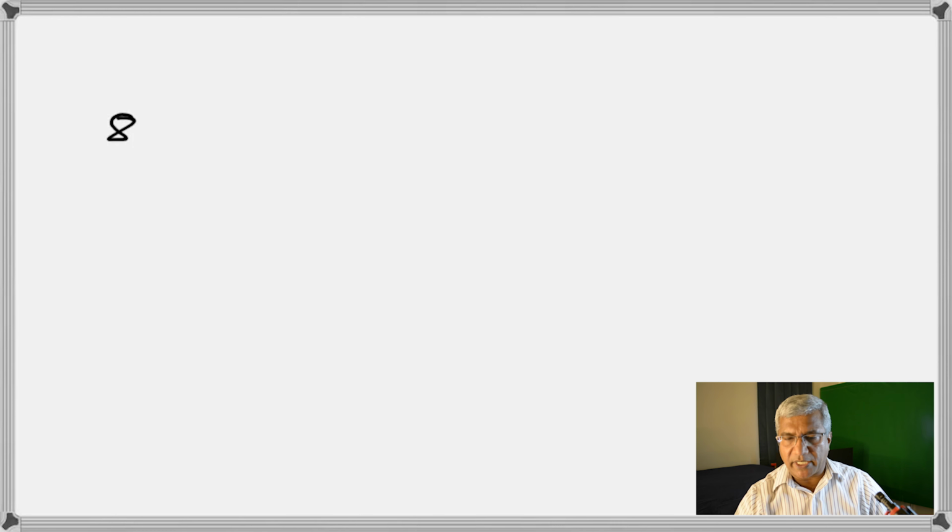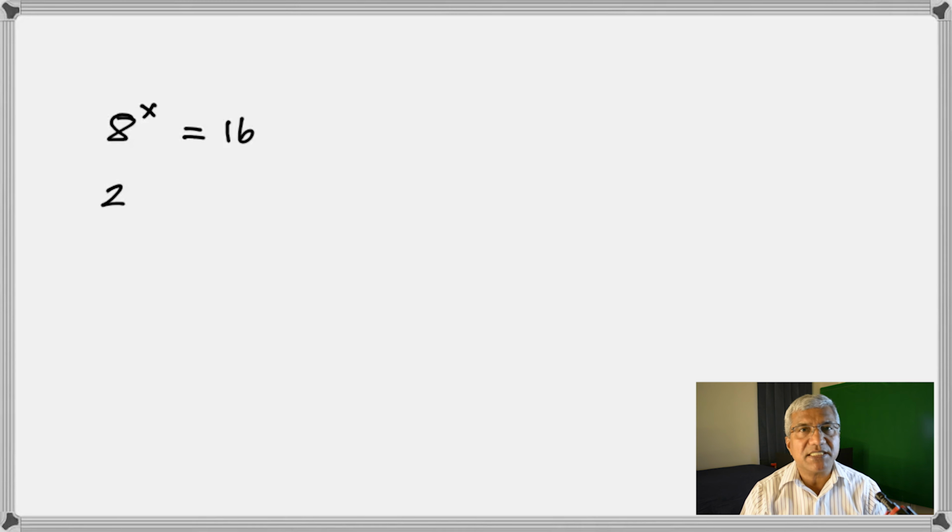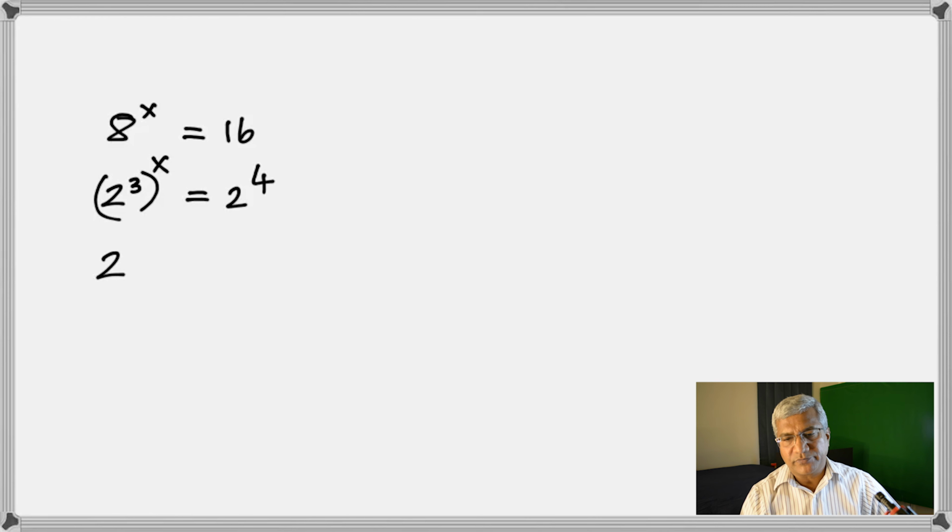Here's number 2. 8 to the power x is equal to 16. Now what we do is the same idea. We can write 8 as 2 raised to 3, because 2 times 2 times 2 is 8. So now you have to write 2 raised to 3, raised to x, is equal to 16. And on the side, again, 16 is 2 raised to 4.